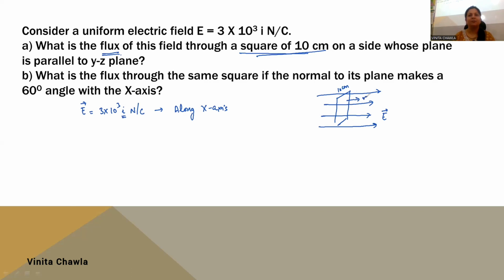Okay, so this n cap is the direction of the area vector. This is how we write it. So vector S is the area, and vector S can be written as area into n cap. You can see both the electric field and the area vector are pointing in the same direction. So what is the angle between these two? The angle is 0 degree.